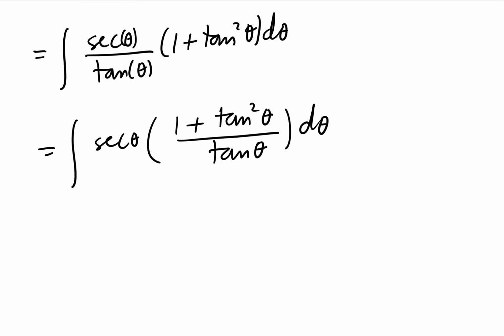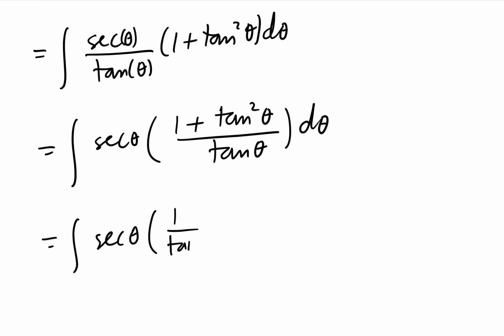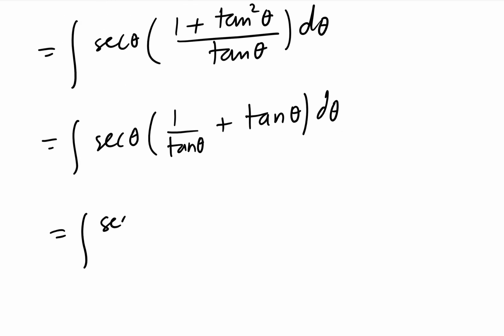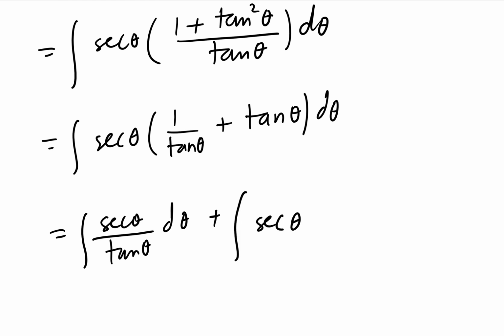We can split this up into 1 over tan theta plus tangent squared over tangent, which is just tangent, d theta. Now you can distribute. So you get secant theta over tan theta, d theta, plus secant tan. So secant tan, we know a formula for that, which we're okay with. The only thing left to do is take care of the first part.